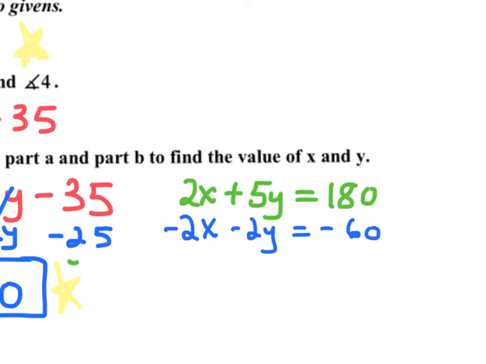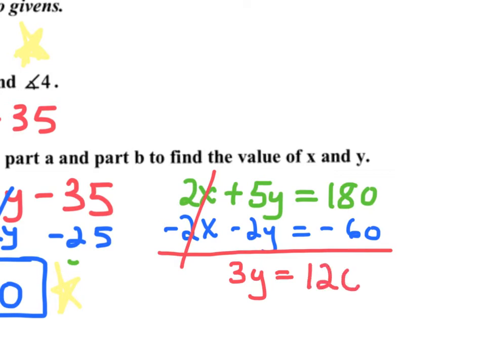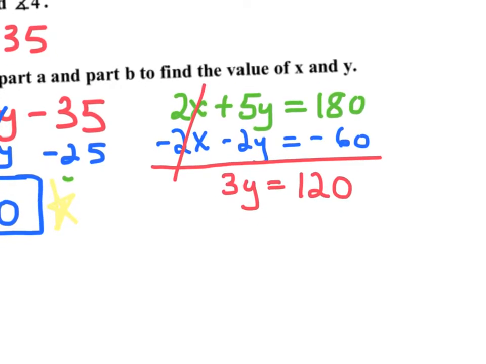This is pretty convenient. Because my x's will cancel. And I'll get 3y equals 120. So then I'm going to divide both sides by 3. So I get y equals 40.